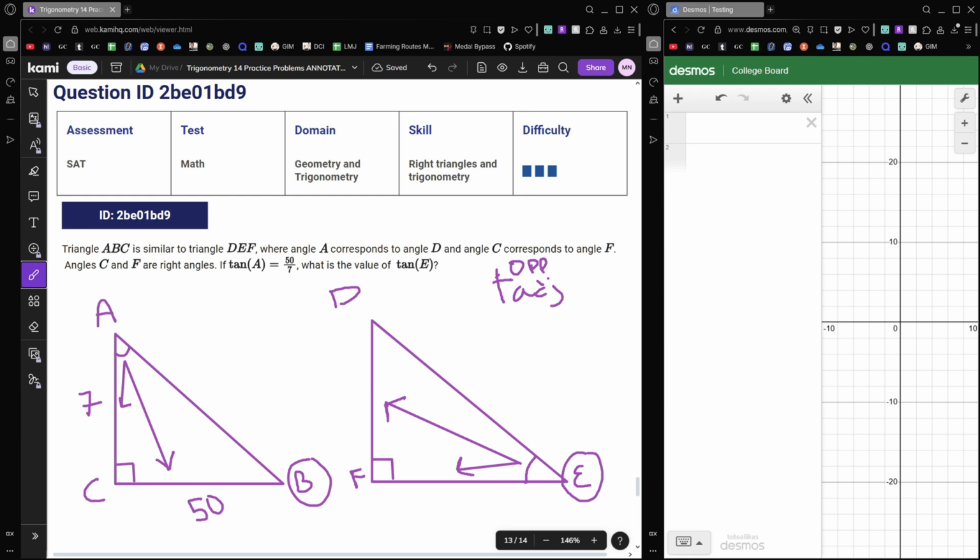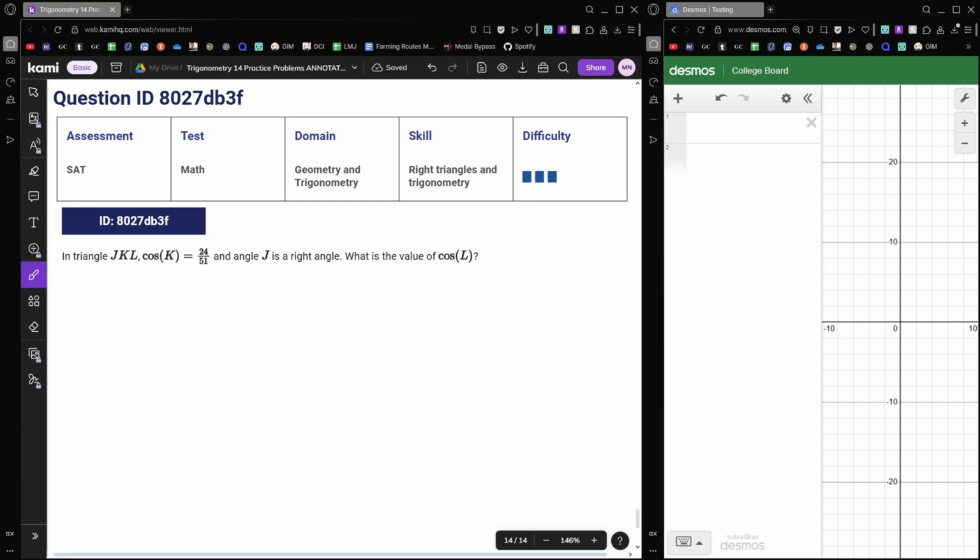Now since these two are corresponding angles in similar triangles, that means that their angle measures are going to be congruent, and that their trigonometric ratio will be the same. So basically what I'm trying to say is tan of E will be equal to tan of B. So let's go ahead and find out what tan of B is. So here's angle B. Once again, tangent is opposite over adjacent. Here's the opposite, that's 7, over the adjacent, which is 50. So our answer will be 7 over 50.